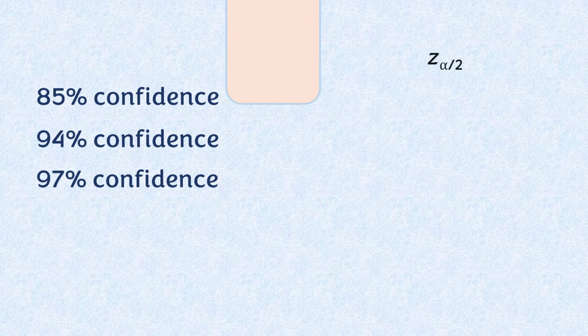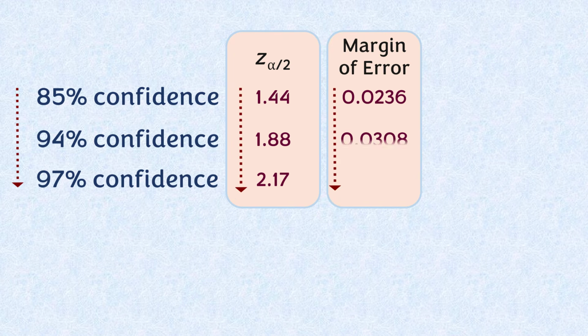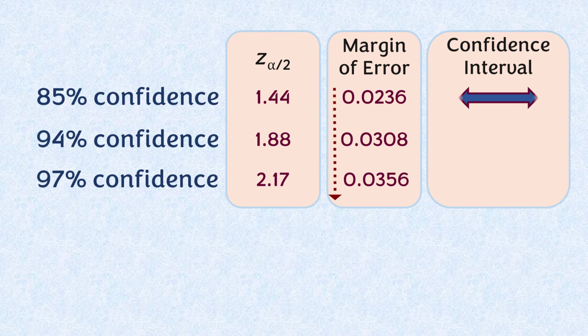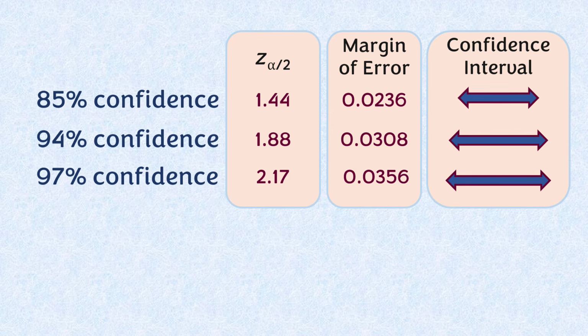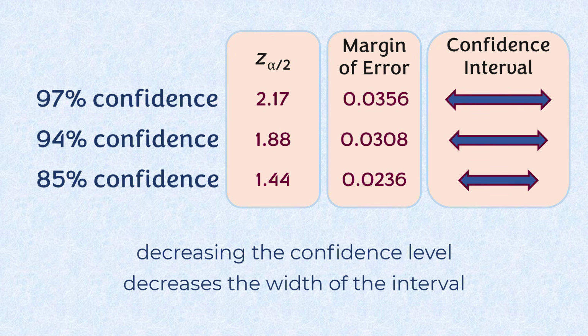From the results, we see that as confidence level increases, the z-critical value increases, which increases the margin of error, and in turn makes the confidence interval wider. Conversely, decreasing the confidence level decreases the width of the confidence interval.